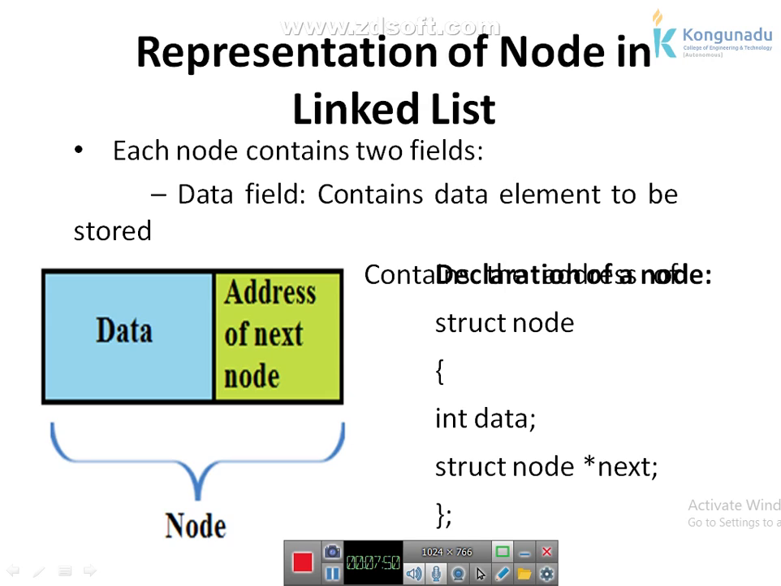To create a node, you mention struct node, open brace. What are the two fields? One is the data field, another one is the pointer field. First mention the data type, integer data type: int data; struct node star next; close brace. This is the representation of a node in a linked list and the declaration of a node.